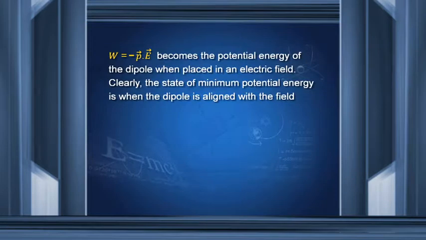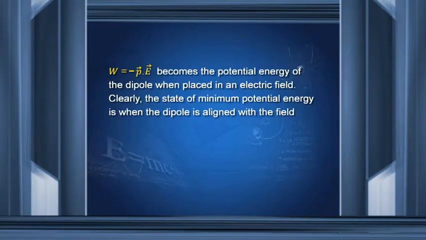So, the work done is minus P vector dot E vector. This becomes the potential energy of the dipole when placed in an electric field. Clearly, the state of minimum potential energy is when the dipole is aligned with the field. The position of stable equilibrium is one where the potential energy is the least.